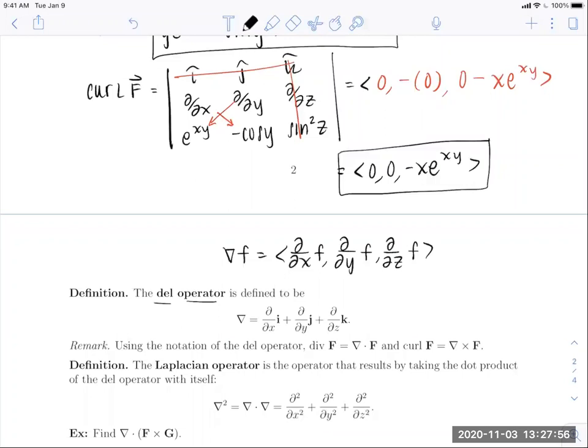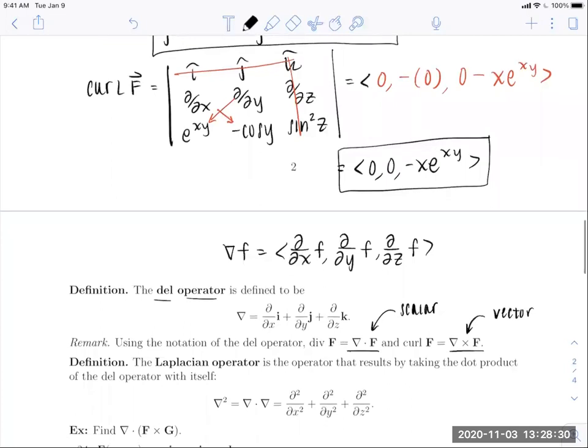So using this del notation, we can now express the divergence as del dot f and curl as del cross f. I really, really like this notation because hopefully everybody feels confident in the fact that the dot product outputs a scalar and that the cross product outputs a vector. And so if you can remember this notation that the divergence is del dot f and that the curl is del cross f, then that'll help you remember whether you're living in the world of scalars or vectors.